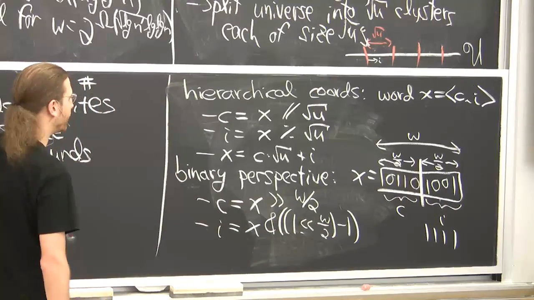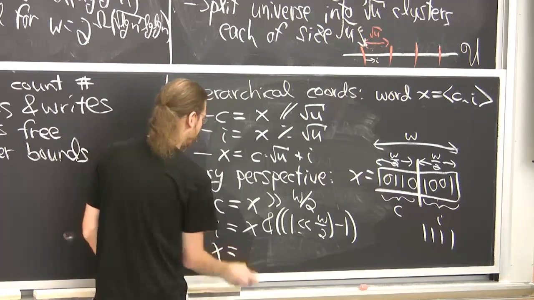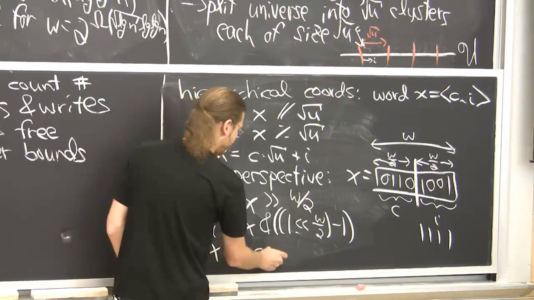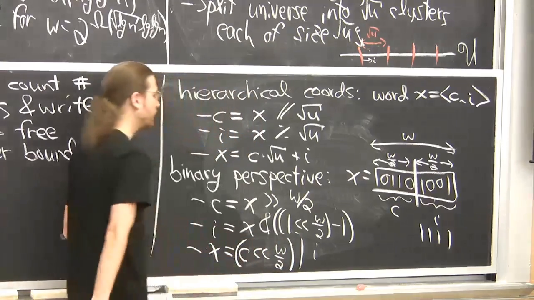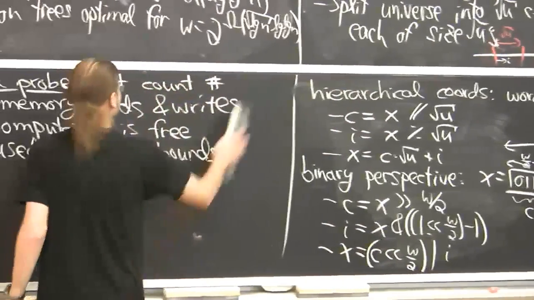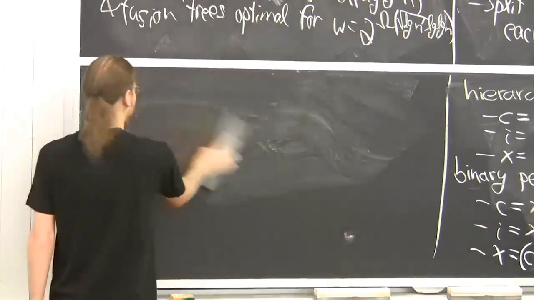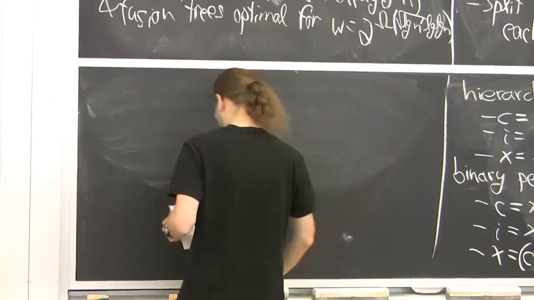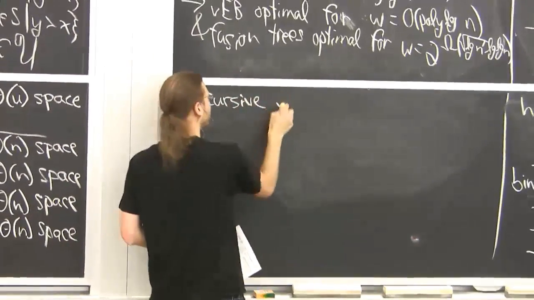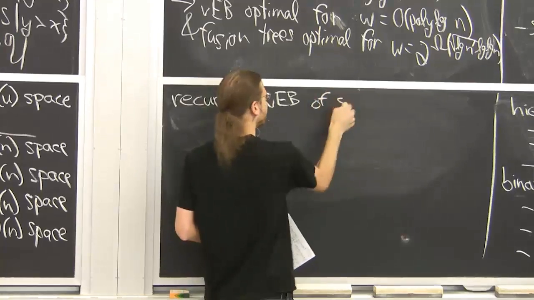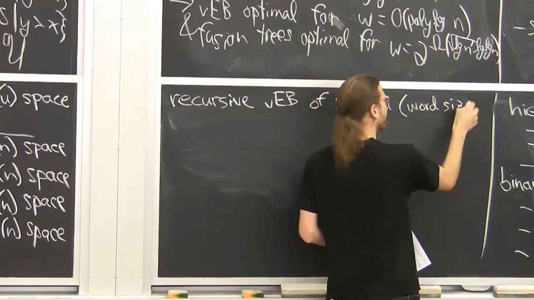All right, so fine. Point is I can decompose x into c and I. Of course, I can also do the reverse. This would be c shifted left by w over 2, ORed with I. Okay, so slight diversion. Now I can tell you the actual recursion and then talk about how to maintain it. So we're going to define a recursive van Emde Boas structure of size u and word size w.